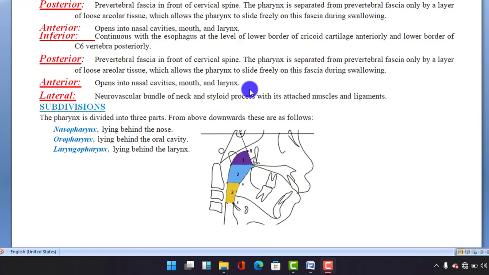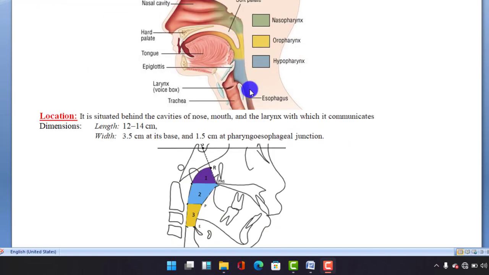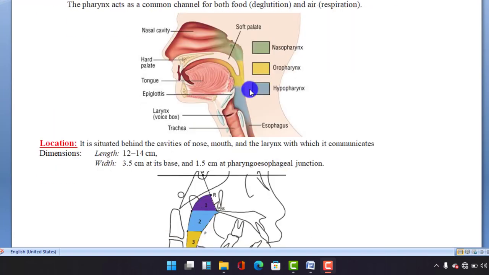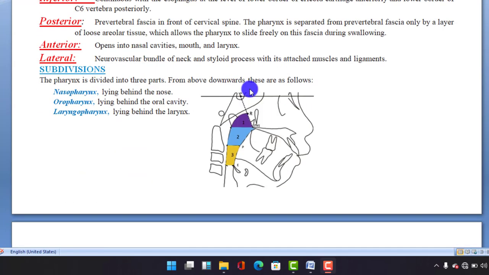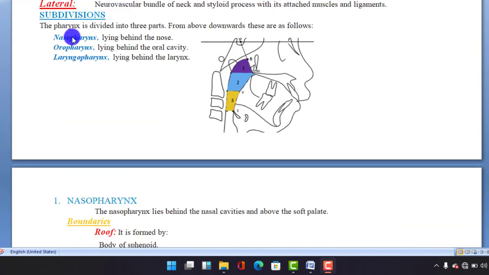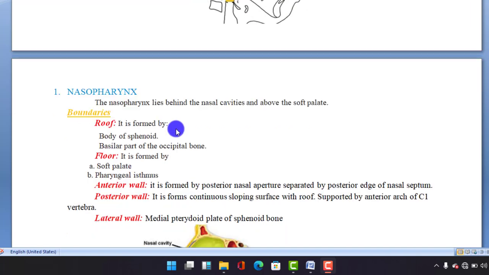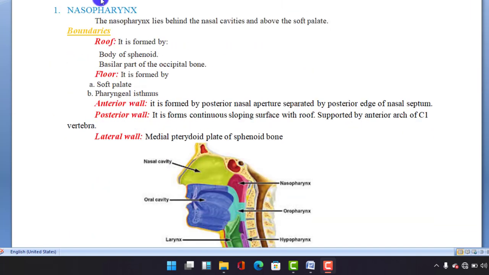Friends, in the previous lecture we discussed the introduction of the pharynx. As I had told you, we will discuss the subdivisions of the pharynx in detail. Now let us discuss the first subdivision of the pharynx, that is the nasopharynx, right?